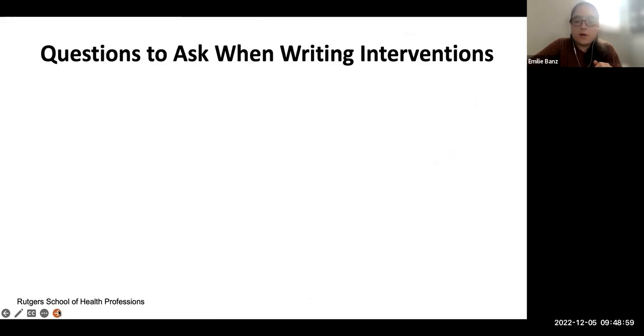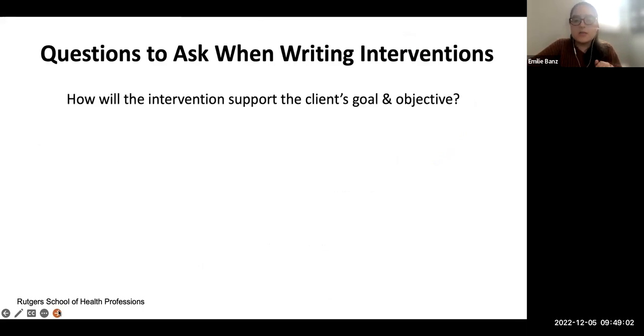So when thinking about writing interventions and developing them, okay, this can be a tricky thing for staff sometimes, because you might have an understanding about what the person needs and what their goals and objectives are, but sometimes it can be tricky to try to figure out what specifically you're going to do to help that person. So something to really ask yourself is, how will the intervention support the client's goal and objective?